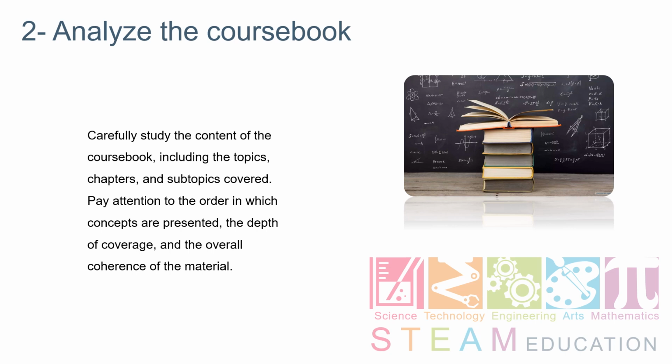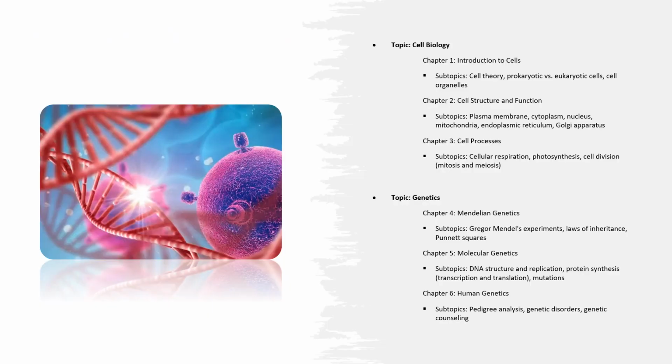2. Analyze the coursebook. Carefully study the content of the coursebook, including the topics, chapters, and subtopics covered. Pay attention to the order in which concepts are presented, the depth of coverage, and the overall coherence of the material. Here are some examples of topics, chapters, and subtopics that could be covered in a high school biology coursebook.